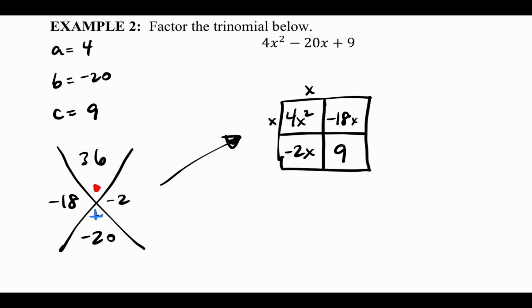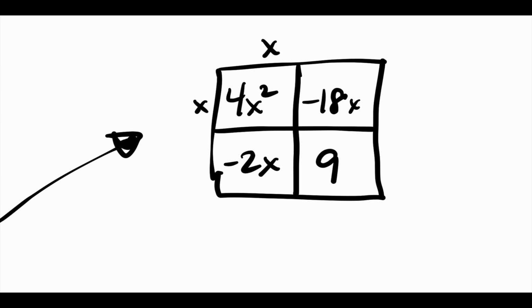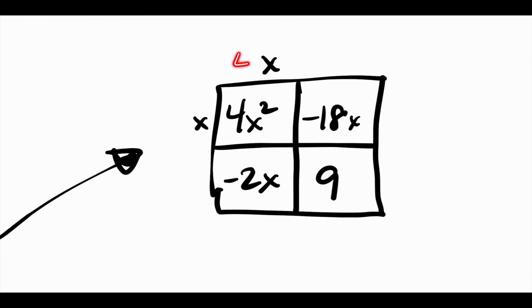So how do you know which one? You look down the line. If this was a 4 here, it goes in here evenly, but it doesn't go into negative 2 evenly. 4 is too big. So 4 wouldn't work there. What if I put a 4 here? It goes in here evenly, but it doesn't go into negative 18 evenly. So I can't have 4.